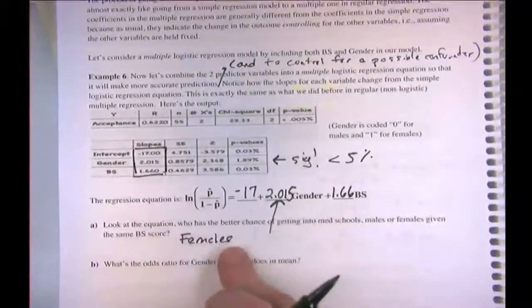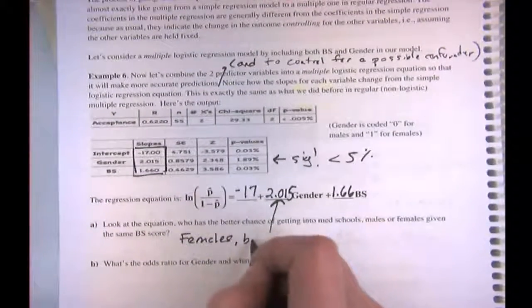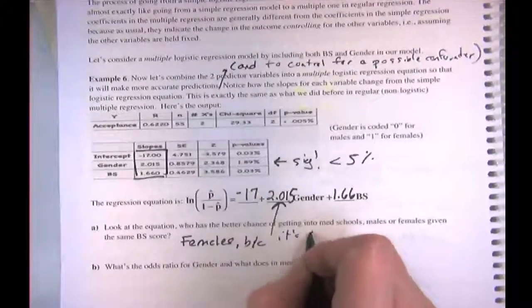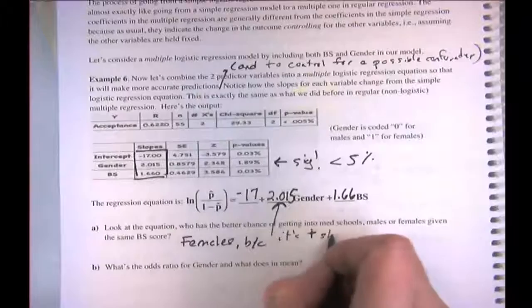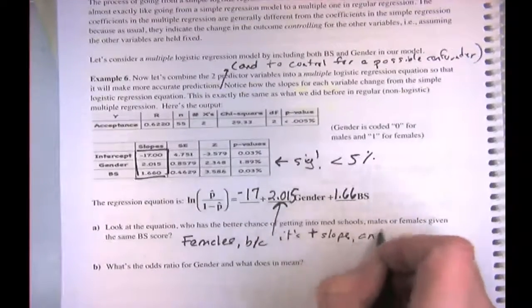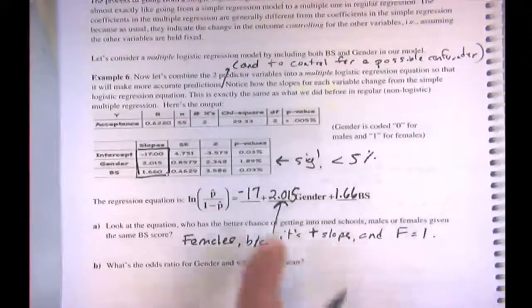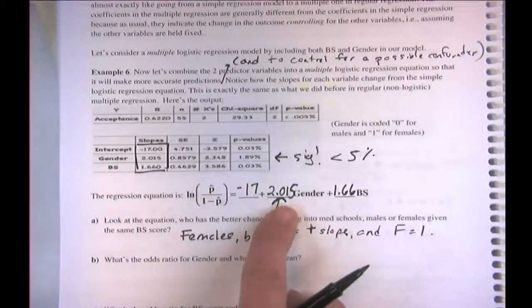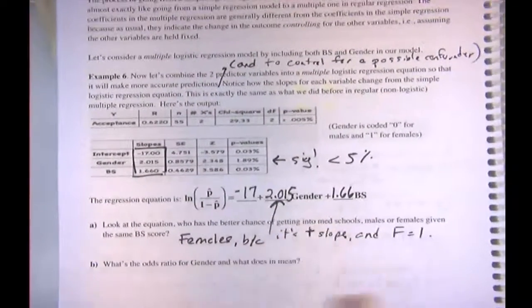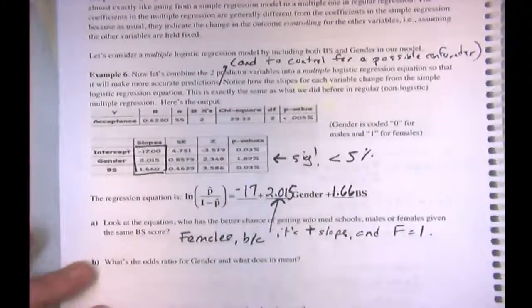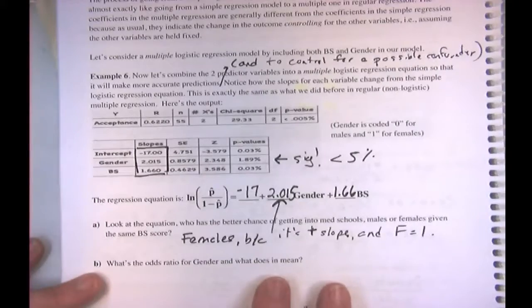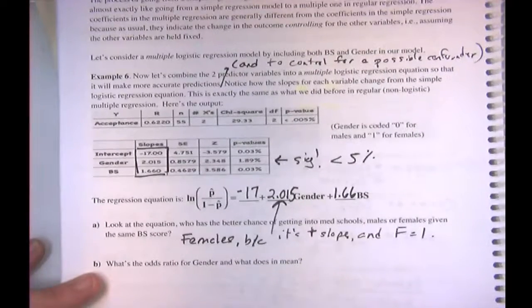So females, because it's a positive slope. And females are coded as 1. If we happened to code females as 0, that would be a negative slope. And then we'd come up with the same conclusion, that males have less of a chance of getting in. All right, what is the odds ratio for gender and what does it mean?